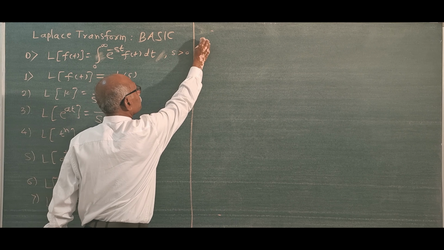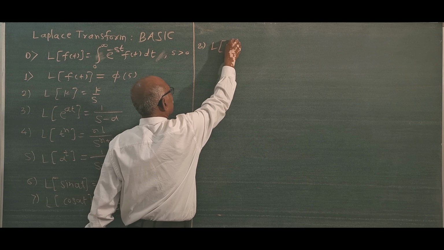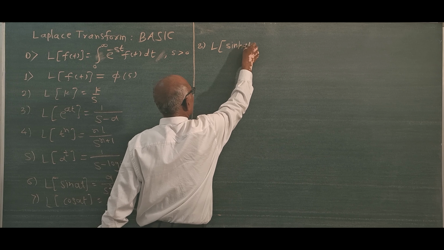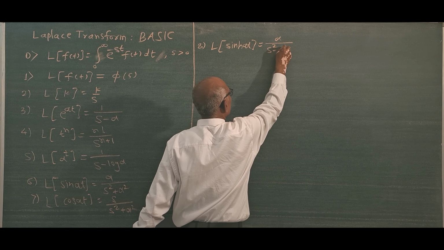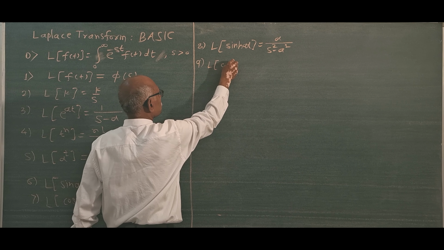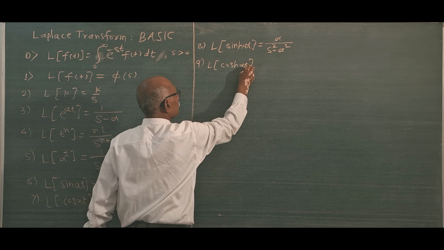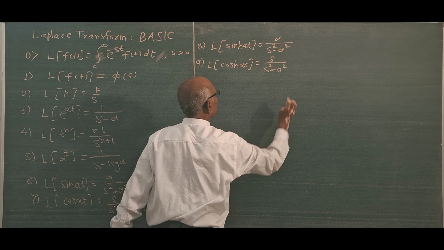Number 8, Laplace of sine hyperbolic function sinh at is equal to a divided by s square minus a square. Number 9, Laplace of cosh at is equal to s divided by s square minus a square.